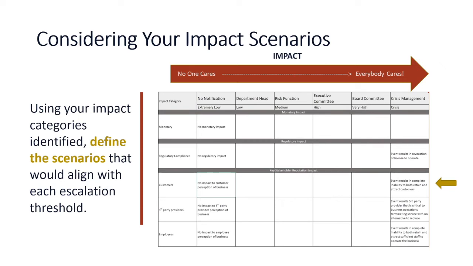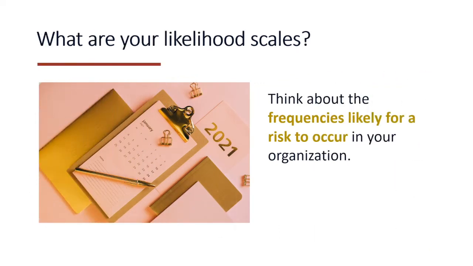The other dimension of your risk matrix is your likelihood scales. This dimension is important because though a risk could be considered very impactful for your organization, the chances of it occurring could be slim. So perhaps the action you would take to manage this risk will differ because of this. So think about the frequencies likely for a risk to occur in your organization. It could be daily, weekly, monthly, quarterly, and so on.